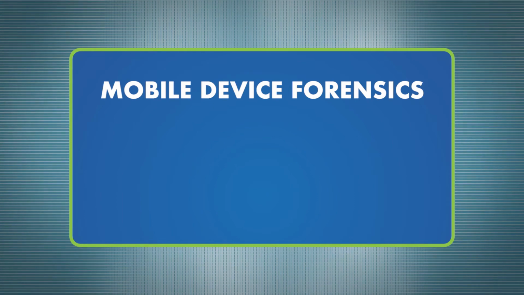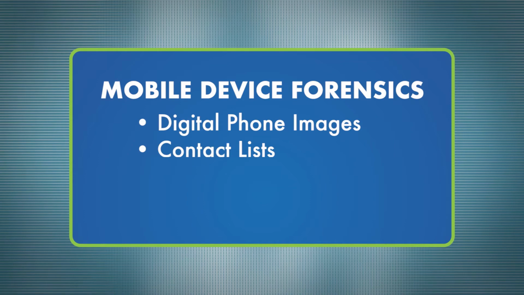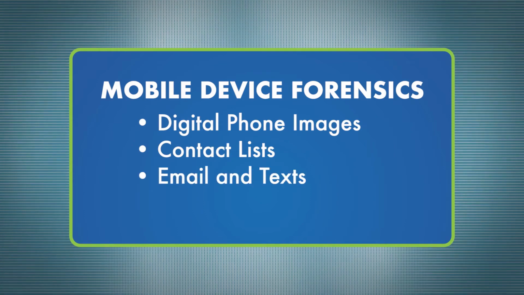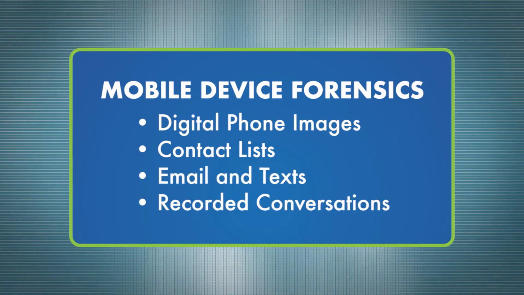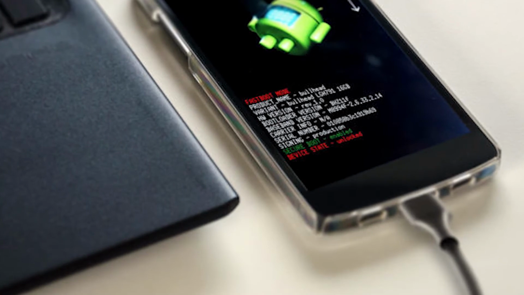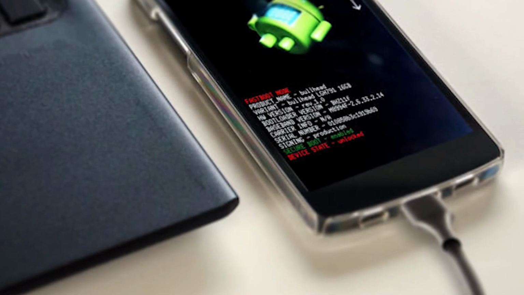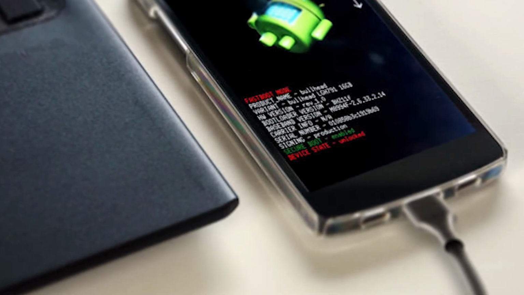Mobile device forensics include digital phone images, contact lists, emails and texts, and recorded conversations. Investigators aim to retrieve deleted communication files, which can be presented as legal evidence. There are a number of proprietary mobile forensic tools available. Some can collect metadata or even try to access file systems on Android or iOS.